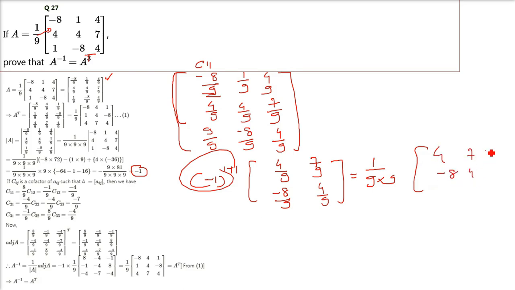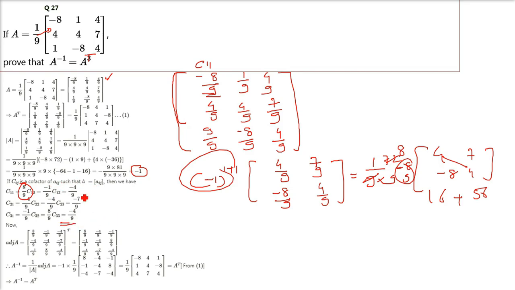So 4 4s are 16, minus becomes plus 56. This is 56 plus 16 is 72, 72 by 9, 8 9s are 72. You get 8 by 9. So I hope you got the idea of how this C11 has come.